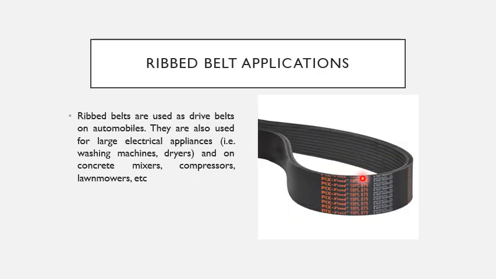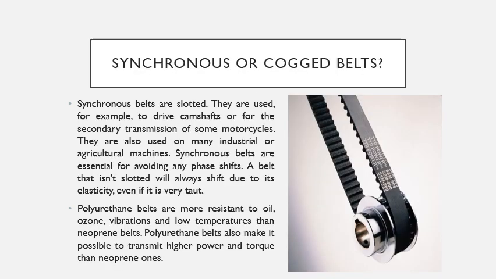So you can see there are grooves present in the lengthwise direction. Rib belts are used as belt drives on automobiles. They are also used for large electrical appliances such as washing machines, dryers, and on concrete mixers, compressors, lawn mowers. So these are some of the examples of rib belt drives.